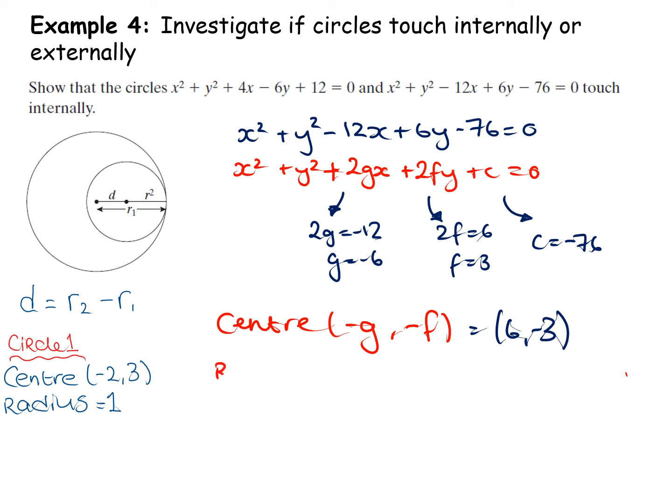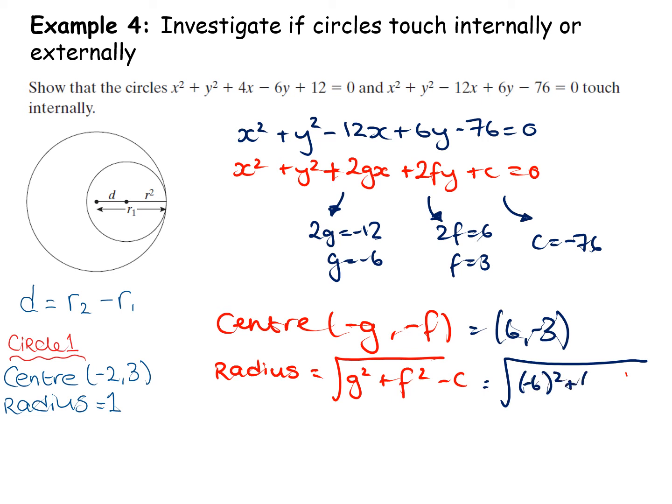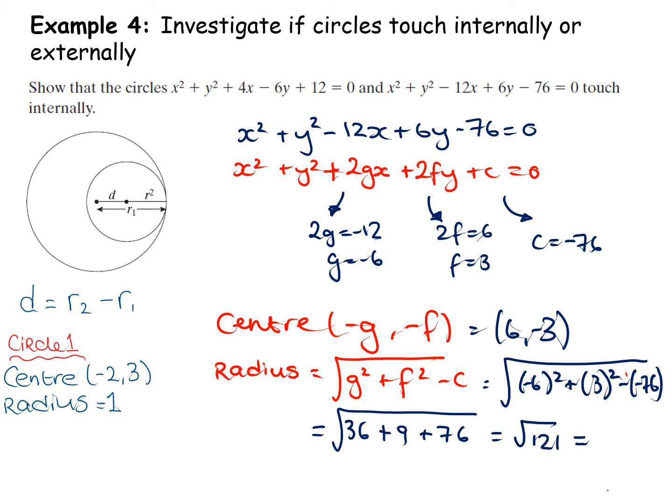My radius is then the square root of g squared plus f squared minus c: the square root of (-6) squared plus 3 squared minus (-76). What are your signs on there? On that minus c, if it is negative, you're subtracting the negative, so it will become positive. 36 plus 9 plus 76, so 45, 121. So my answer is 11.